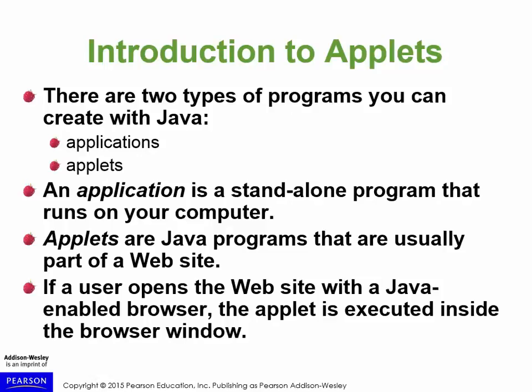All right. Every program we've done in the course up till this point, so the first 12 chapters of the book, what we've created are Java applications. And as mentioned there, an application is a standalone program that runs on the computer. For this chapter, and this chapter only, we will create applets. And applets, as mentioned there, are programs that normally run inside of a browser. So as mentioned on the bottom here, if the user opens the website with a Java-enabled browser, the applet is executed inside of the browser window.